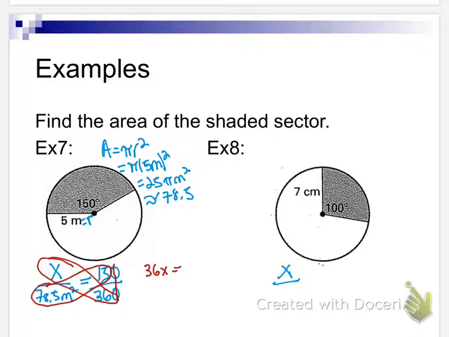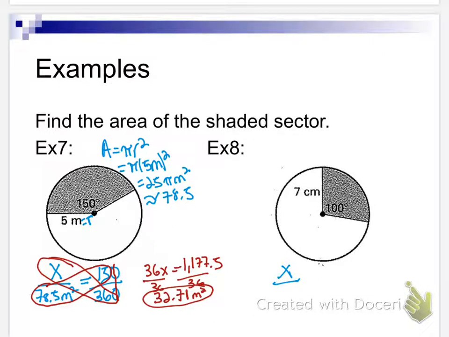78.5 times 15. Times 15. I got 1,177.5. And then I'm going to divide each side by 36 to isolate that x, the area of the sector. Divided by 36, that gives me 32.708. And this was in meters squared because it's still area. So whatever the unit was, make sure you square it.